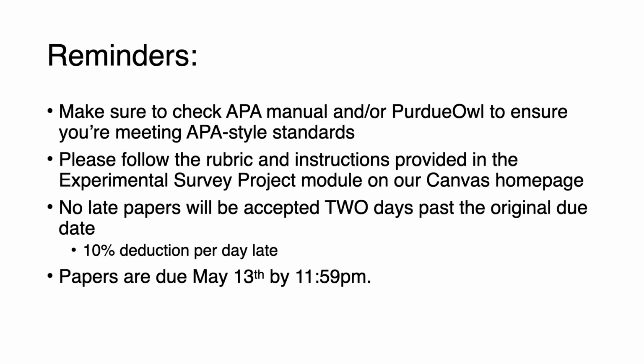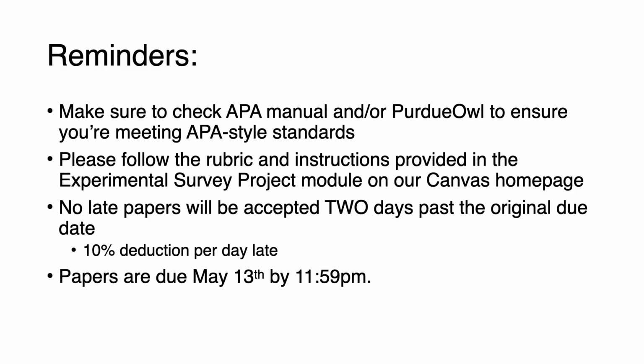So some reminders. Make sure you're checking the APA manual or Purdue OWL website if you don't have access to the APA manual to ensure you are meeting APA style standards, especially for things like in-text citations, the reference page, and your table or figure. Please follow the rubric and the instructions I provide for you on the experimental survey project manual on our Canvas page. While this video went over most of it, I didn't go over everything, so make sure you are referring back to the rubric and instructions as you are writing your paper to ensure you are meeting the appropriate criteria for each section.